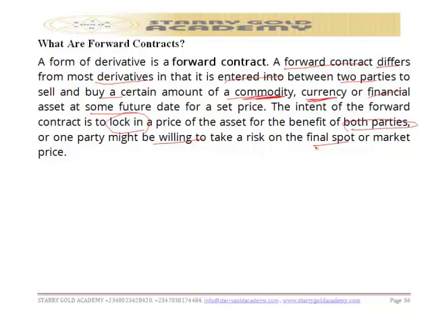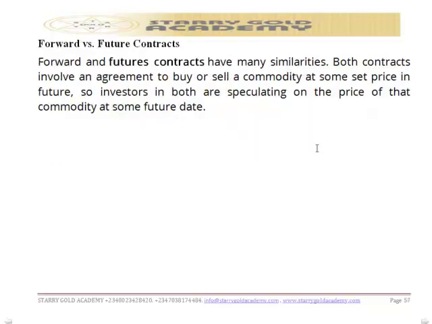Futures contract is another market where the activities are highly standardized. Understand? We are talking about the similarity of these contracts. Both contracts involve an agreement to buy or sell a commodity at some price in the future. So investors in both are speculating on the price of that commodity at a future date. At the future date they are thinking the price will favor them or not. And the price of this contract at initiation is zero.